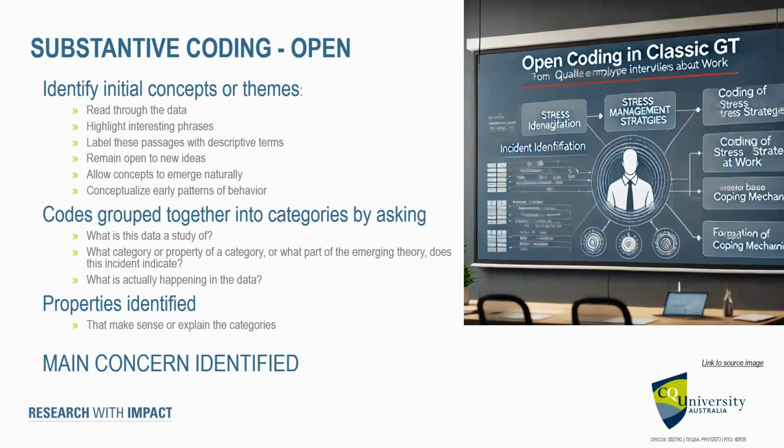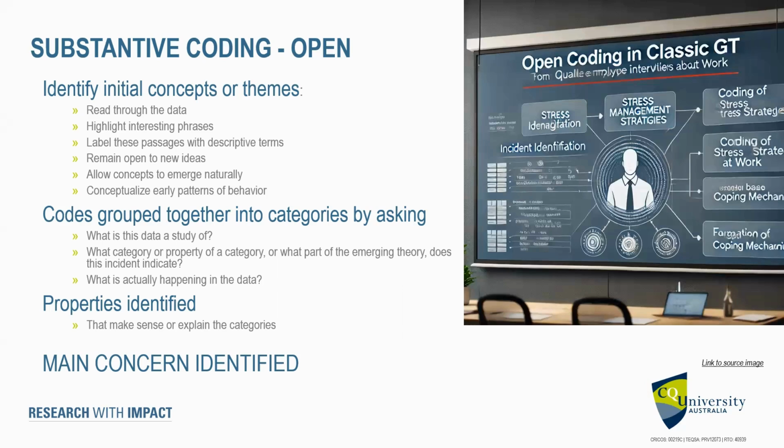This question, asked iteratively, helps the researcher to look at the data conceptually and is a constant reminder that the study is about the participants' concerns and not the researchers. What category or property of a category or what part of the emerging theory does this incident indicate? This question helps the researcher to view the data holistically and guides the researcher to constantly compare incidents to emerging categories and to the emerging theory. The question forces the researcher out of individual participant data and enables thinking at a higher level of conceptualisation.